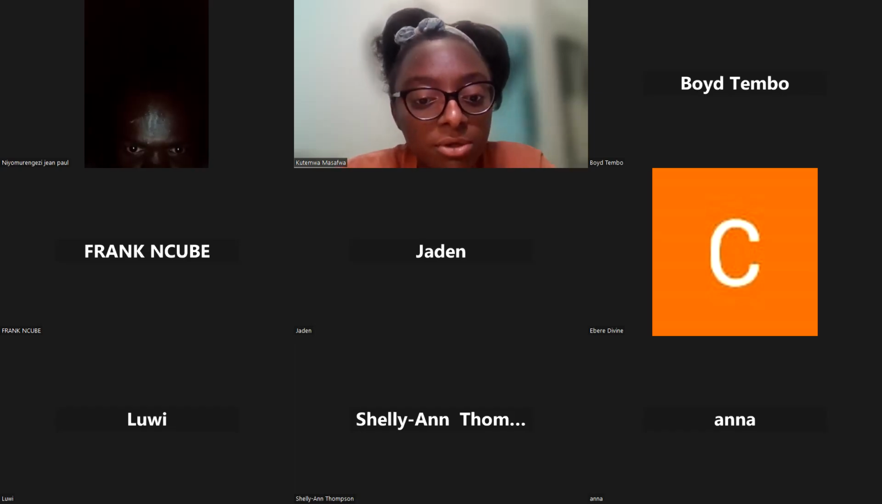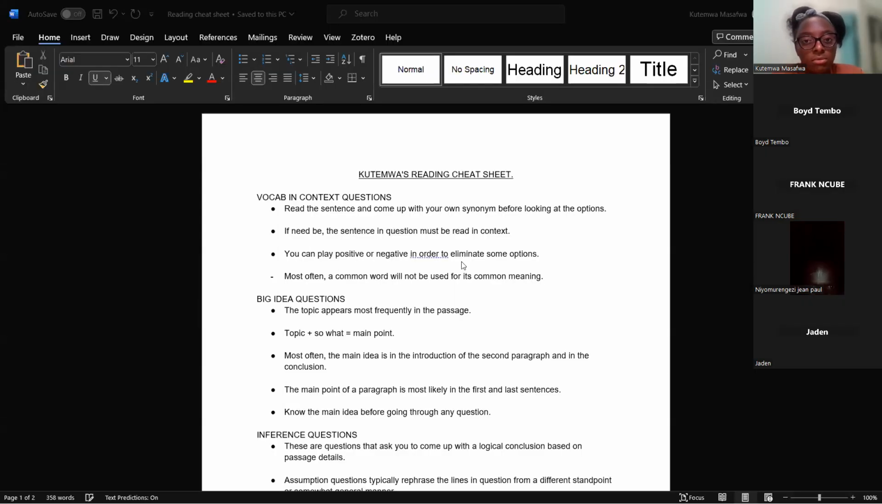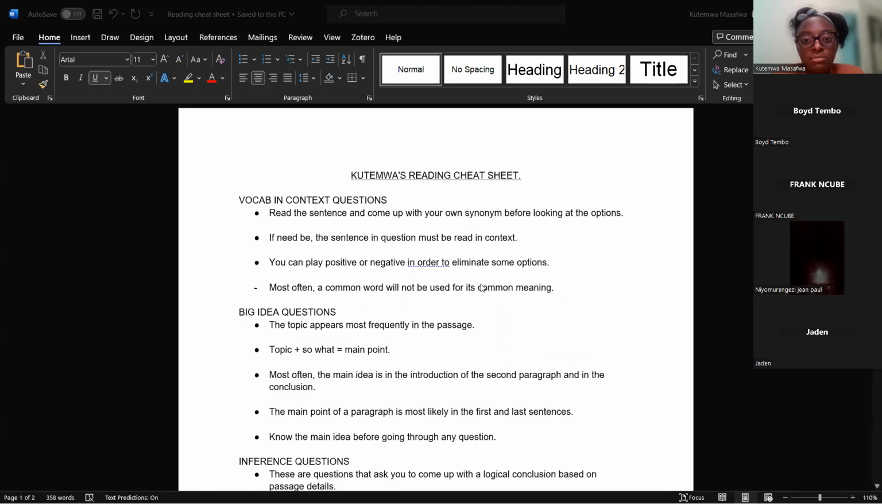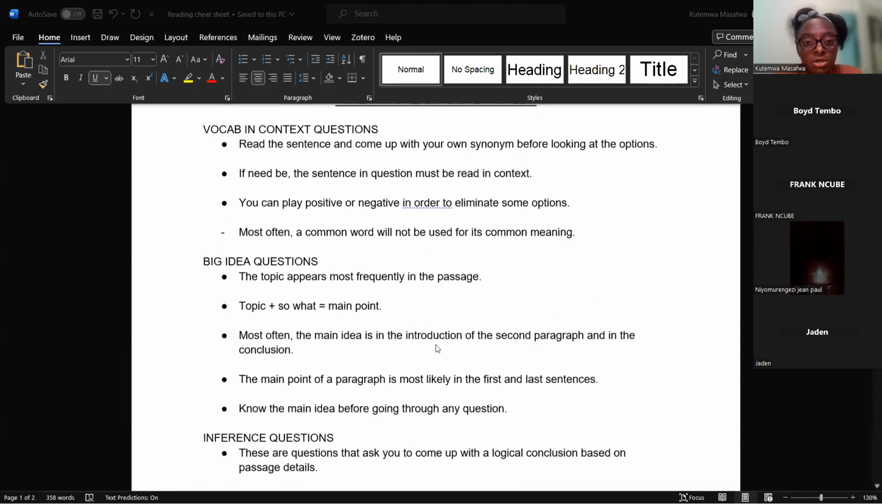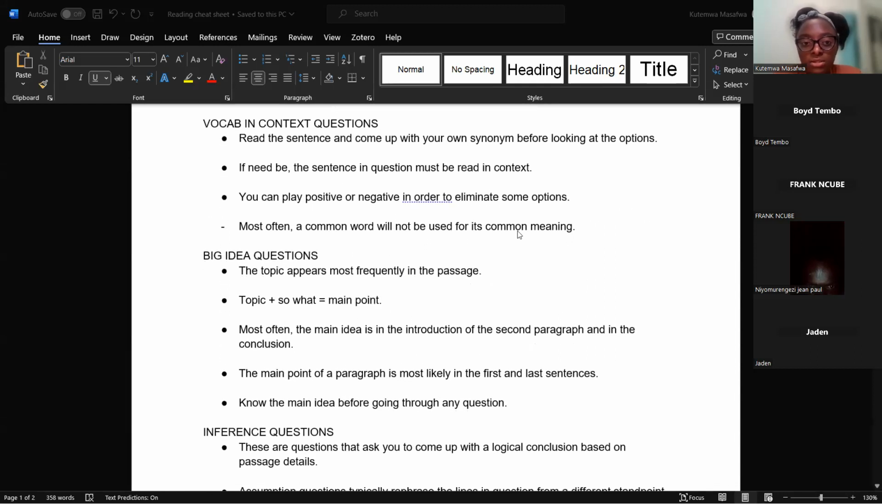Okay, so I'm going to share my screen. Most of you are familiar with this cheat sheet because we've gone over it a number of times. But this is just realistic strategies that you can use when you're dealing with questions on the SAT.